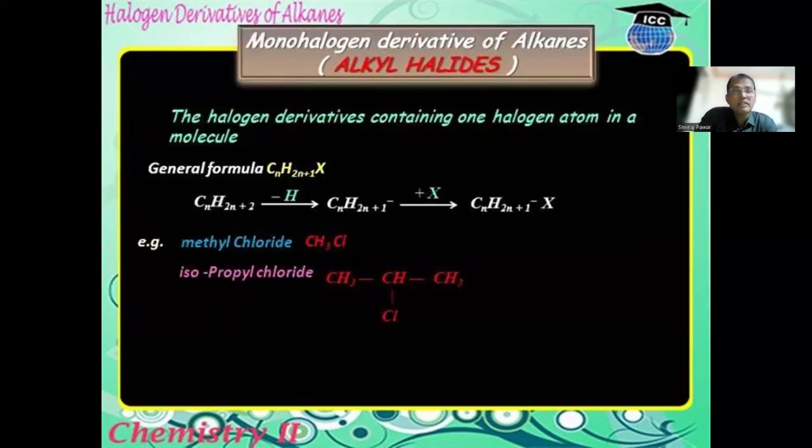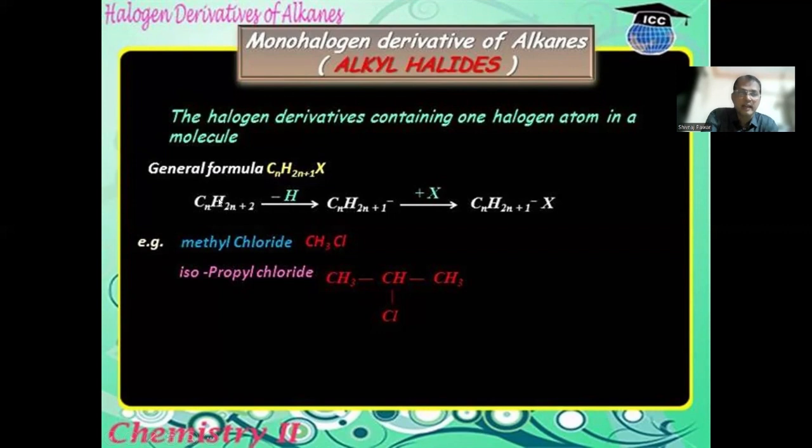Now we are going to consider only the monohalogen derivative of alkane. That is called as alkyl halides. Now what is alkyl? Alkyl is a group which has one hydrogen less than alkane. So halogen derivative containing one halogen atom in a molecule is called as alkyl halide. This is the alkyl group CnH2n+1, one hydrogen less than alkane, and only one halogen atom is called as monohalogen derivative of alkane.